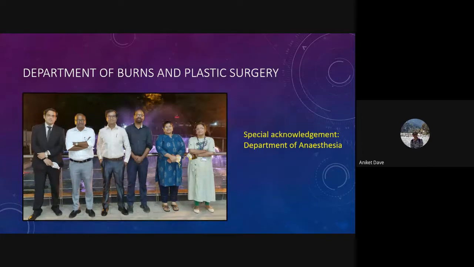And this is possible because we have a department with 6 faculty members who all have good expertise in managing cleft lip and palate patients. I also want to give a special acknowledgement to the Department of Anesthesia. Without their support and help, we would not be able to do any of these cases. These children often have a very difficult airway, and even the anesthesia is not easy. But thankfully, we have a very good team over here who has been able to manage all these patients properly.